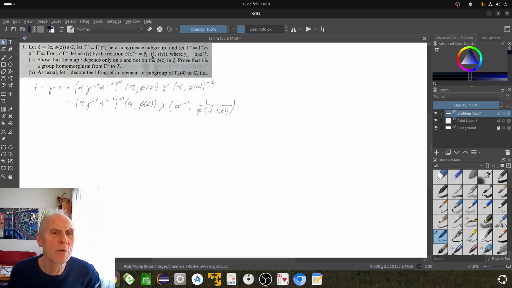First, we must show that it does not depend on the phi that's chosen, and we need not compute this explicitly. We can just say that if we put a t on here and then the same t here and then multiply them, then the t's will finally cancel. So that's easy.